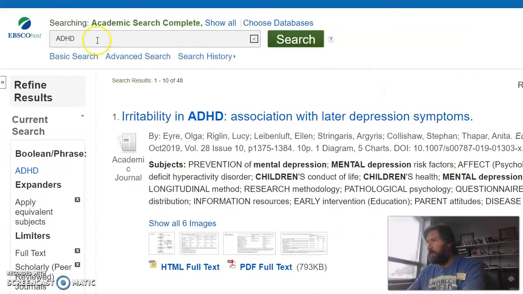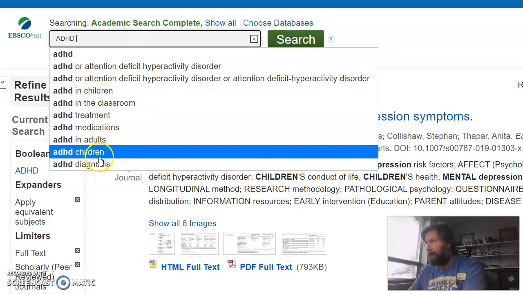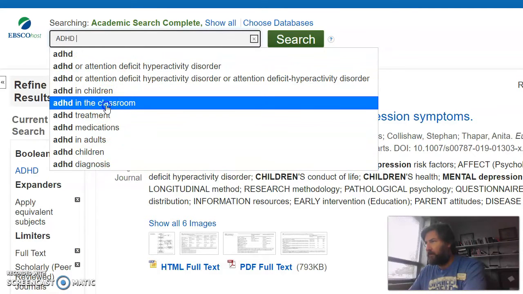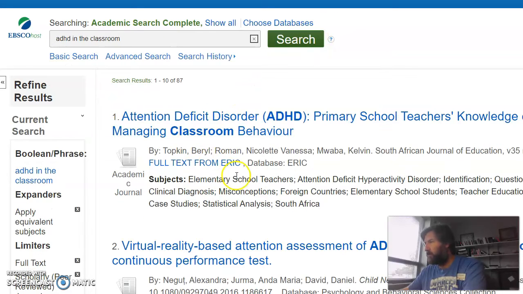So maybe even up here in ADHD, let's go back and see what something like ADHD in the classroom might be. Maybe that would yield a different result for us. Okay, so this is like an article in a journal of education.